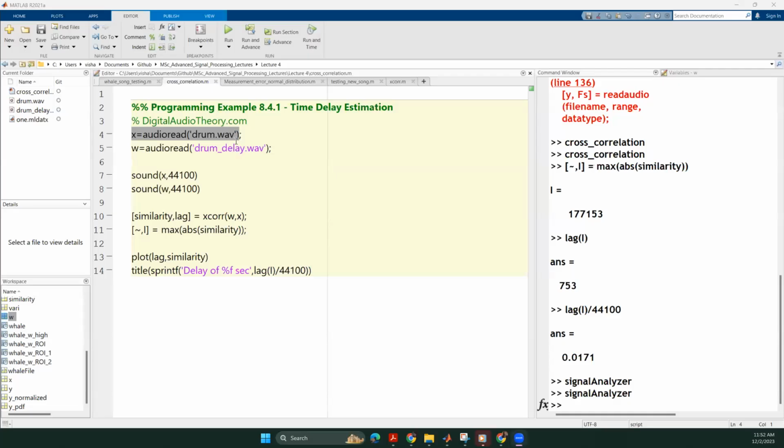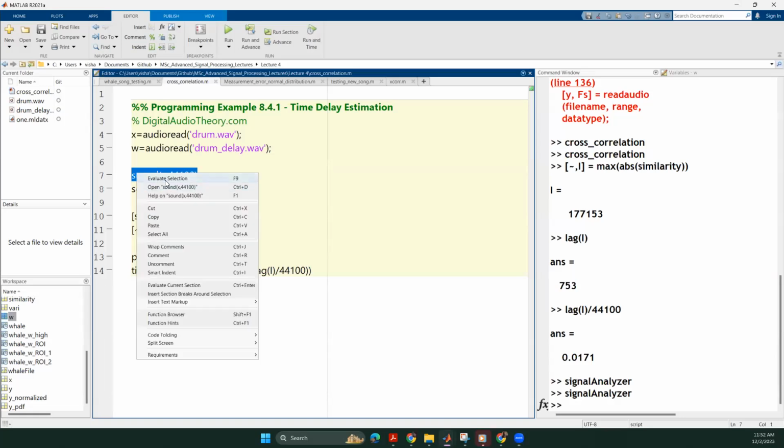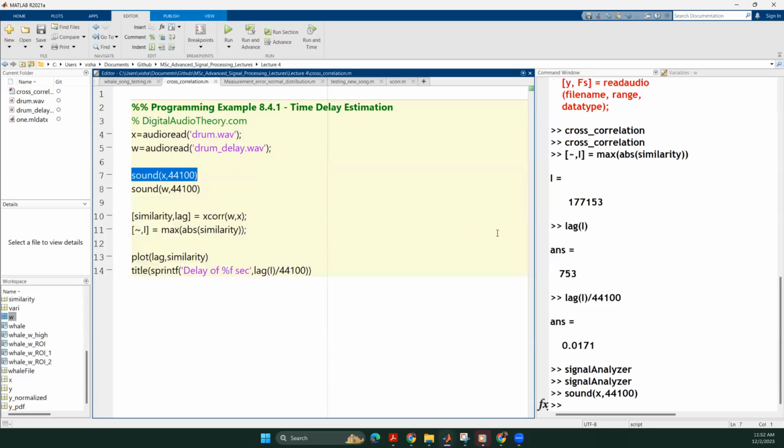This sound you can hear. It is the first sound. Second sound is the delayed version.